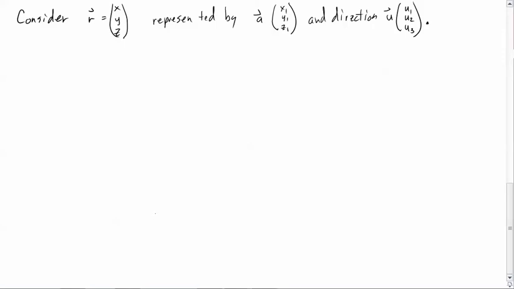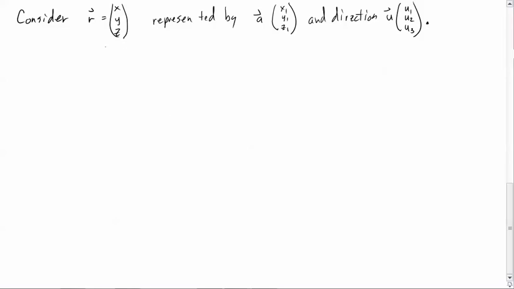All right, now consider this. We're going to continue these ideas with planes and vectors and intersections and hopefully some angles here. Okay, we're going to consider R, which is x, y, z, which was represented by some starting point, A, x1, y1, z1, and direction u, u1, u2, u3.